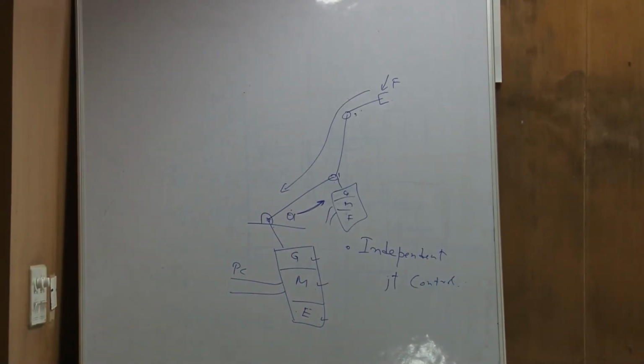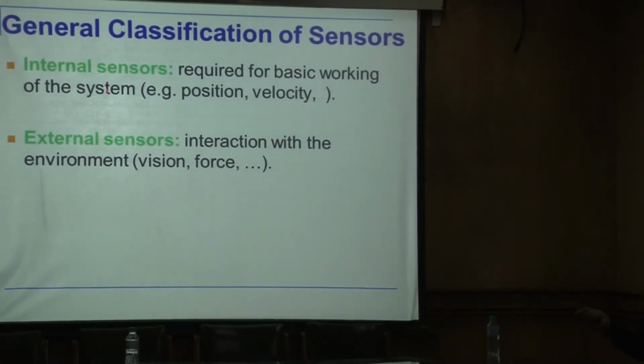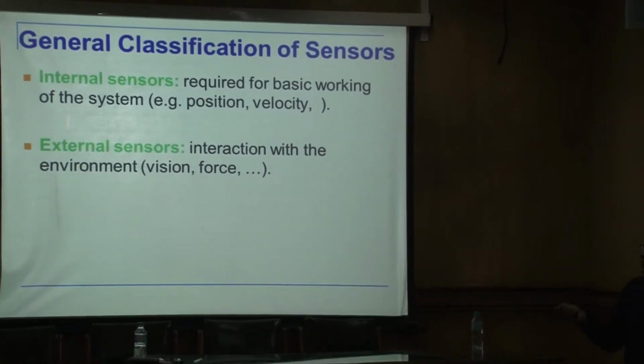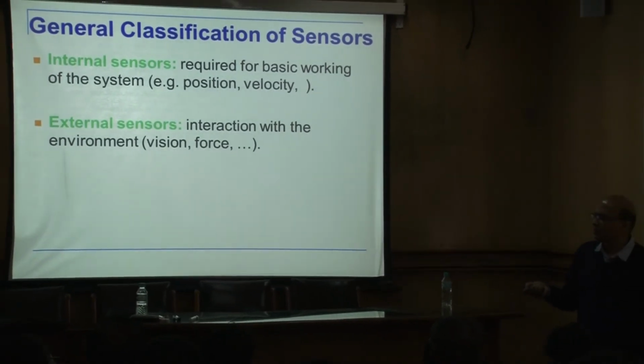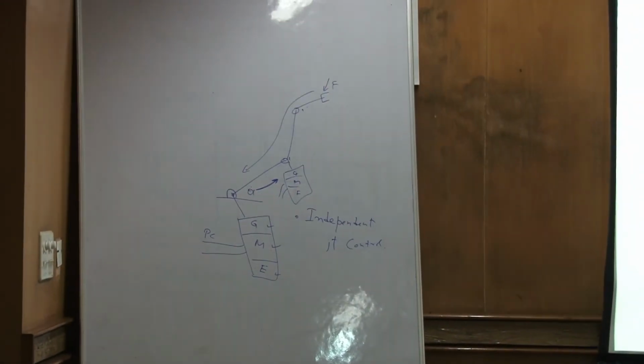So, for the human beings also, we have internal sensors and we have external sensors. Right? In our body also, we have internal and external. Internal are what? Internal sensors measure your heart rate, blood pressure, temperature, that is being controlled internally. Okay? And external sensors are what? The external interaction with the world. For example, vision, hearing, speech, these are external. Right? So, we also have internal sensors and external sensors. Similarly, the same classification is there for the robot. There are internal sensors required for the basic working of the robot, and external sensors are for interaction with the environment. Okay?